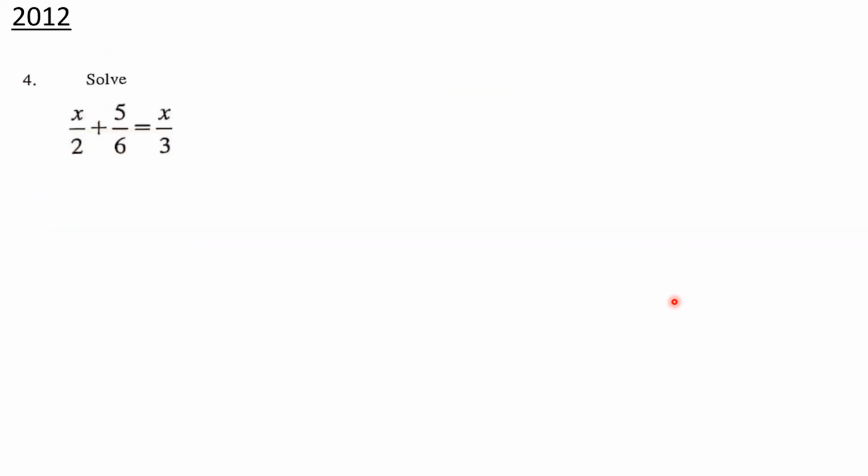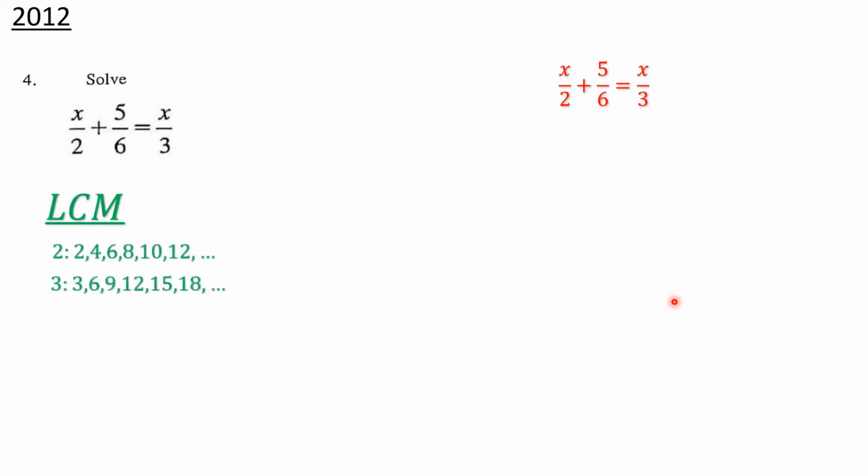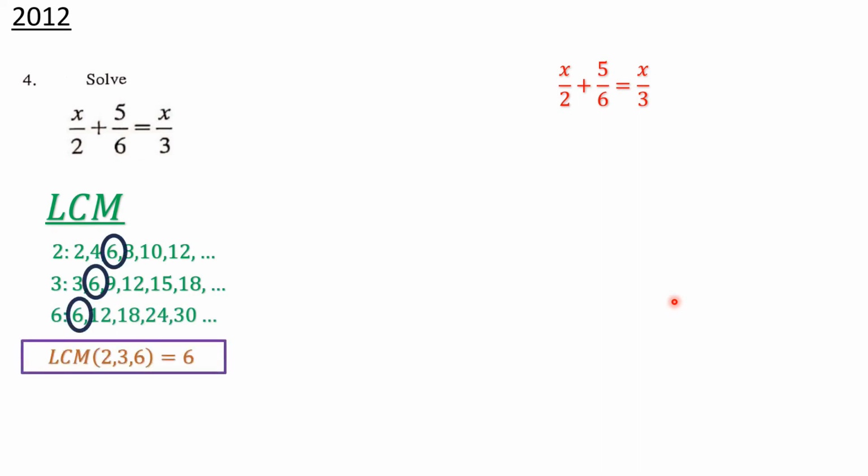Okay, let's move on to the next question. We have x over 2 plus 5 over 6 equals to x over 3. And so we have to find the lowest common multiple of 2, 6, and 3. Indeed, the lowest common multiple is definitely 6. And so we're going to take 6 and multiply it by each term in the equation. 6 times x over 2, 6 times 5 over 6, and 6 times x over 3.